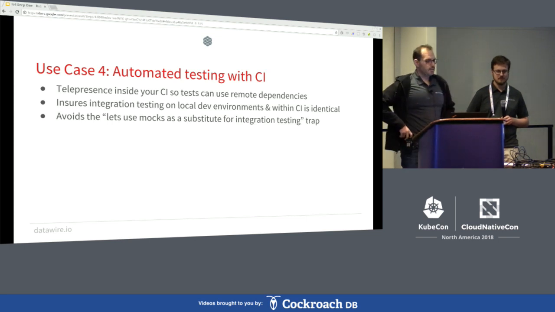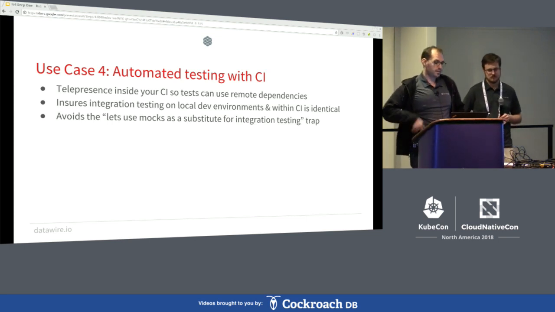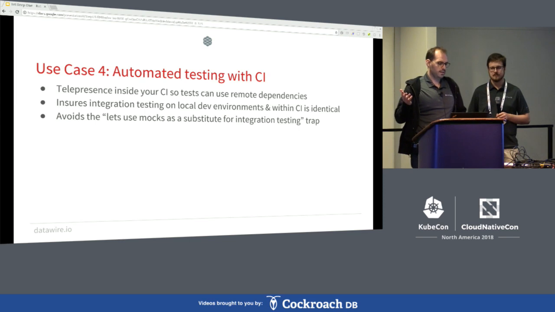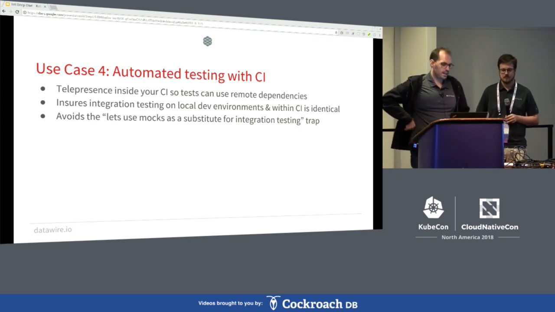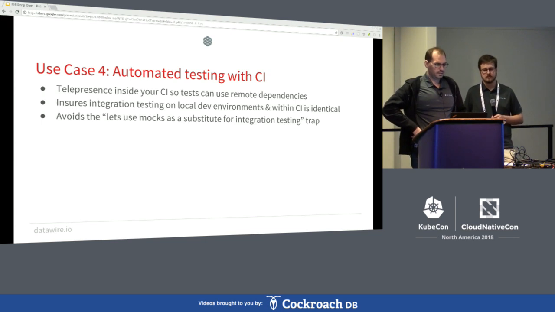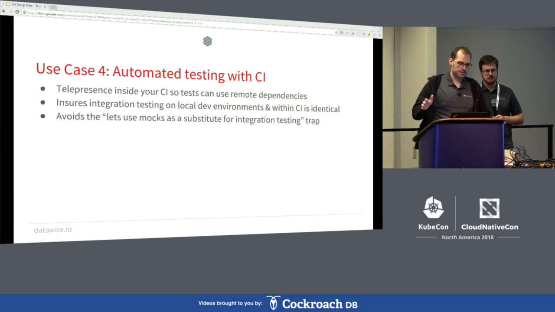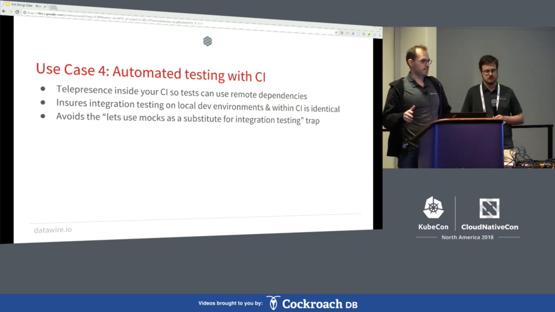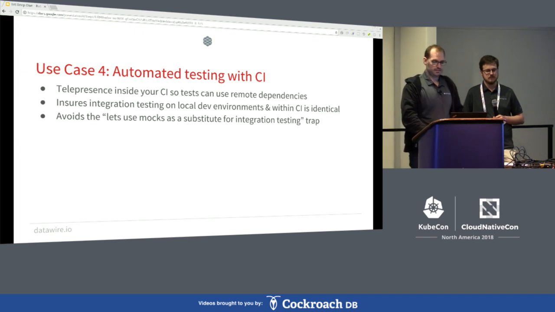Use case 4, automated testing with CI. So with telepresence, you can use it inside your CI system so that your tests can actually directly use remote dependencies. It's actually pretty handy in a bunch of ways. It ensures your integration testing and your local dev environments are in much closer parity. And it avoids having to overuse mocks. Not to say anything bad about mocks, they have good uses, but using them as a substitute for integration testing is not a great use.